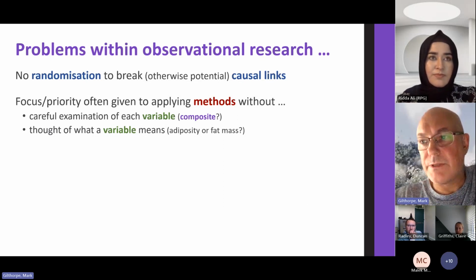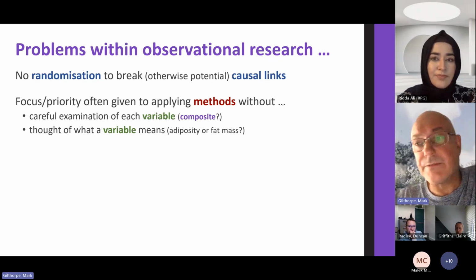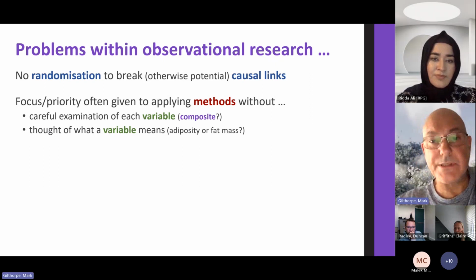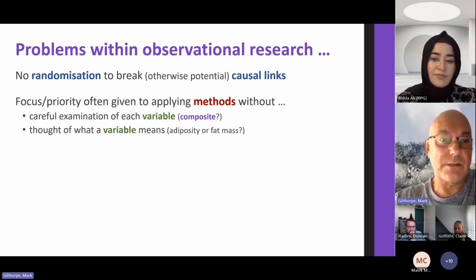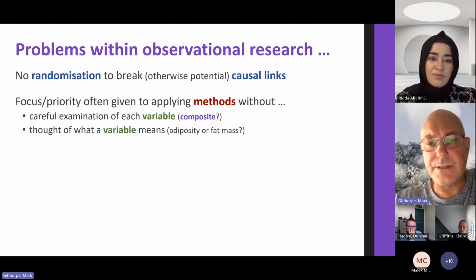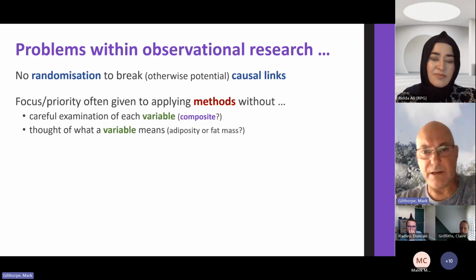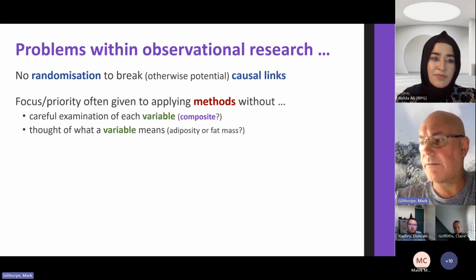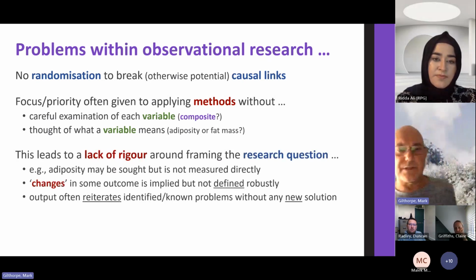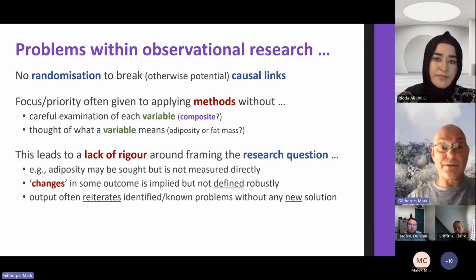Are they composite? Should we deconstruct them? Well, the answer is, if you want causal insights, yes. If you're analyzing composite, you can't get causal insights. But we also have a very fluffy idea sometimes of what it is we're asking in terms of the research question. You might be interested in, say, adiposity or fat mass, but we don't explicitly have those measures. And this therefore leads to a lack of rigor around framing the research questions.